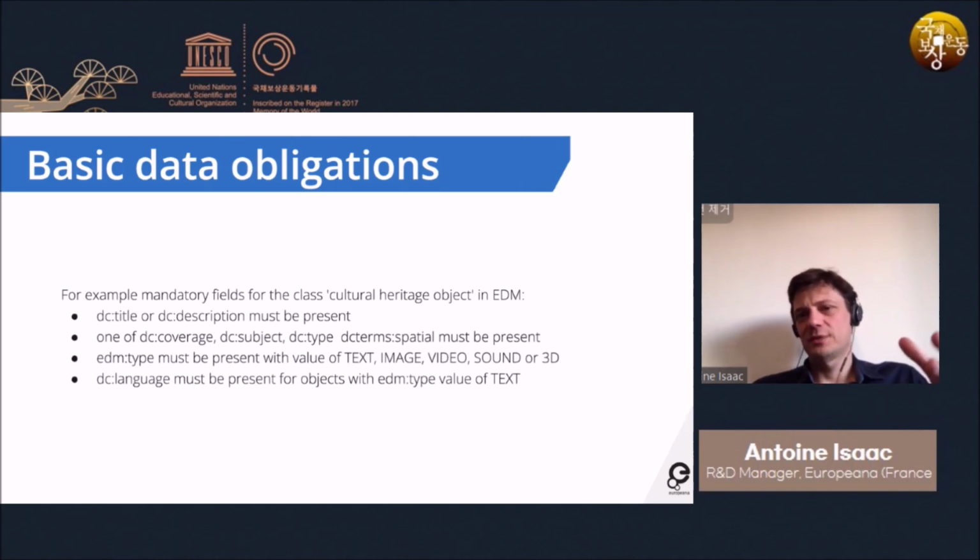So behind the data model, there is a schema that formalizes the constraints, and I'm fairly sure that you have seen examples of such schemas in previous presentations. For example, the one by Karen, who presented some validation rules for metadata. So our basic data obligations are a bit like this. We look at the metadata records and we test whether some fields are here or are not here.